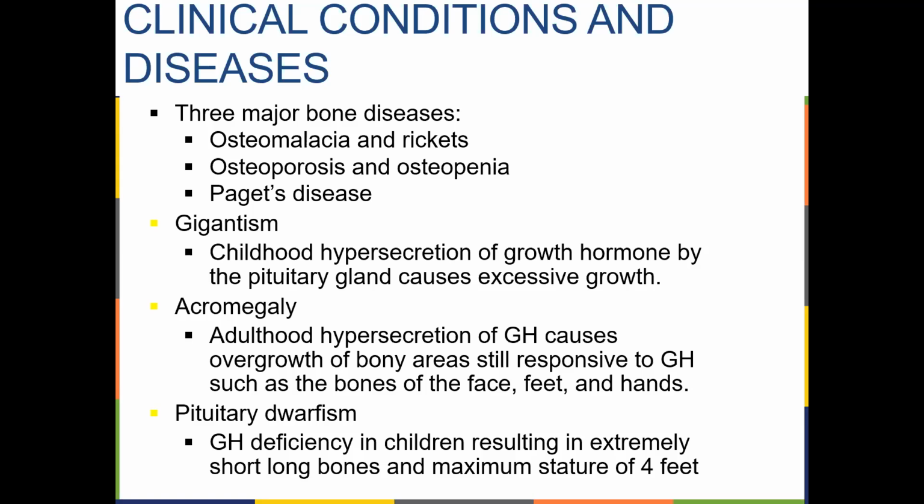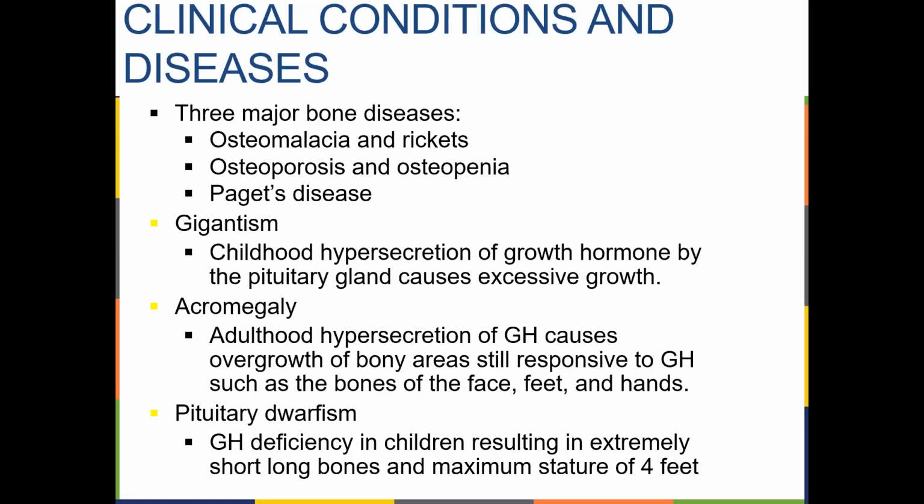This is where you have overproduction of immature bone cells. And so you see enlargement of facial bones or pelvic bones or arm or leg bones, but not at the same time. And so those are the three big diseases that can occur.